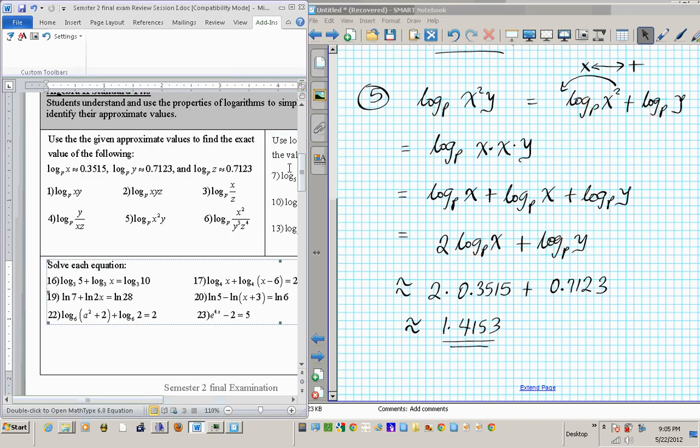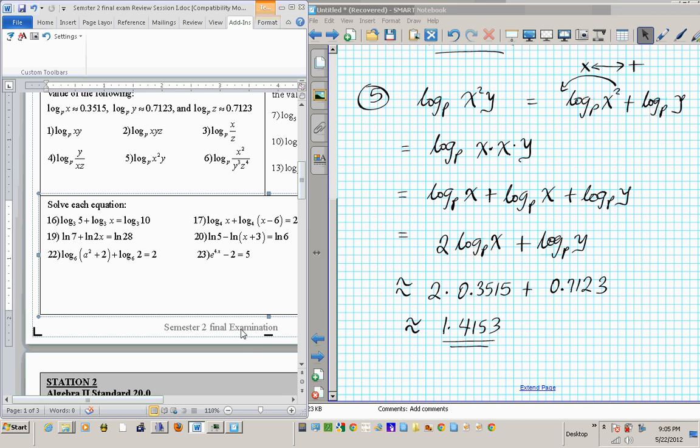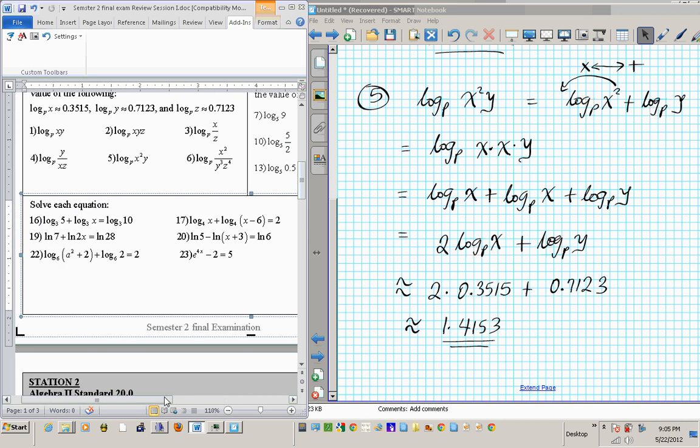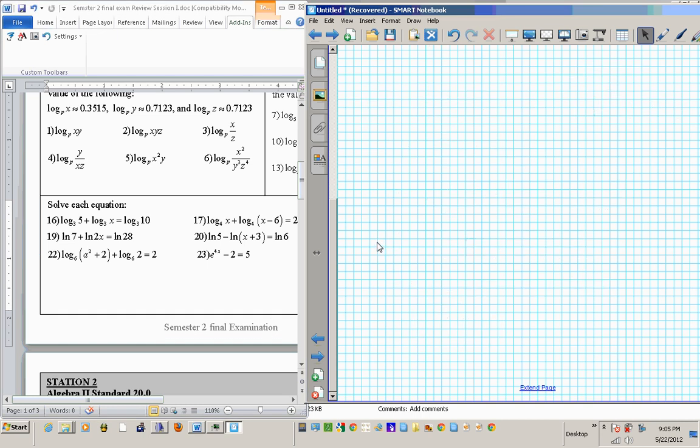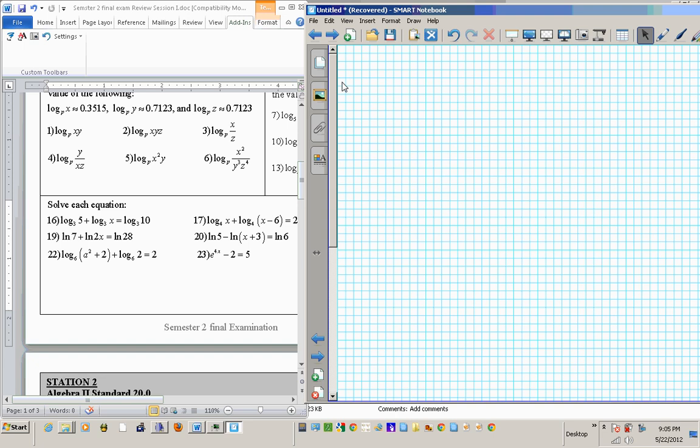Alright, let's move on to the next set of problems within section 1. I'm going to work out number 16 and 18. Let's start out with number 16. For number 16, we're asked to solve a logarithmic equation: log base 3 of 5 plus log base 3 of x equals log base 3 of 10.